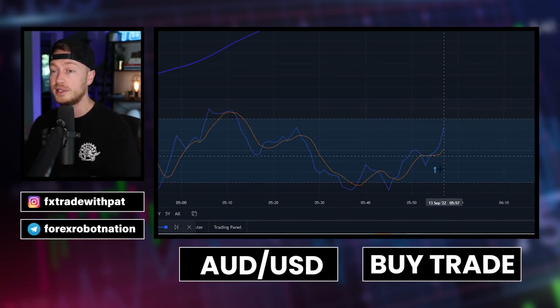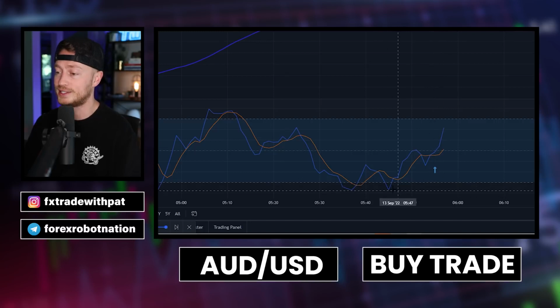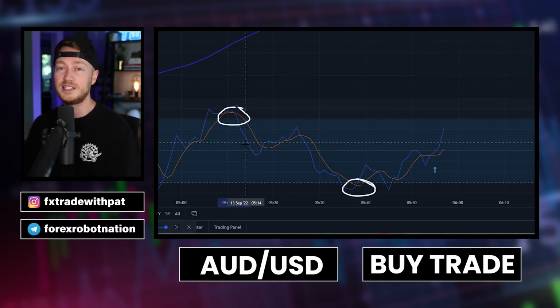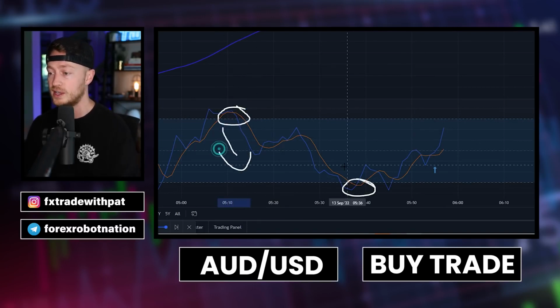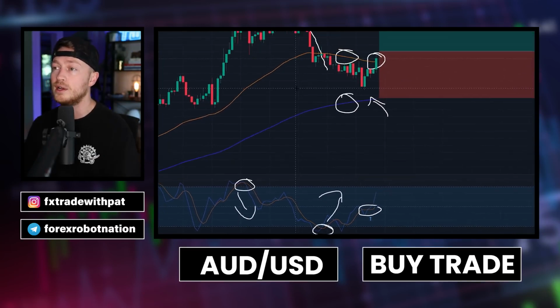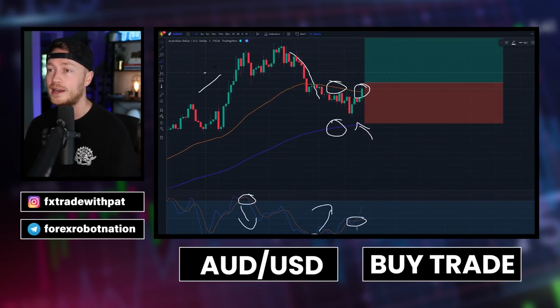Now, generally, I want to have the stochastic crossing somewhere down here or somewhere up here. This is a stronger sell signal. This is a stronger buy signal. This is at the 50 line right here, so it's not as strong, but you could see we are clearly in that uptrend.